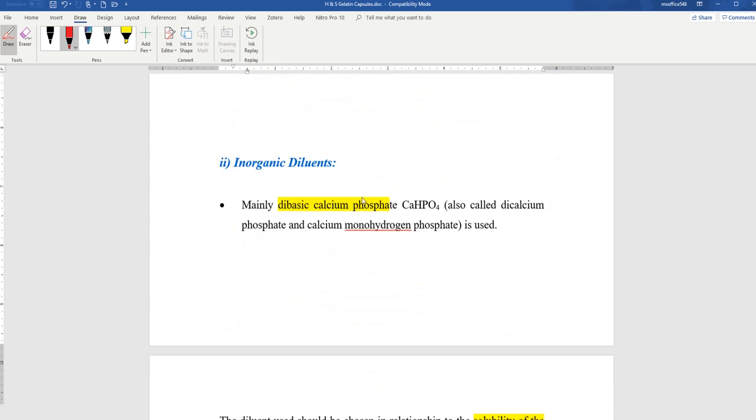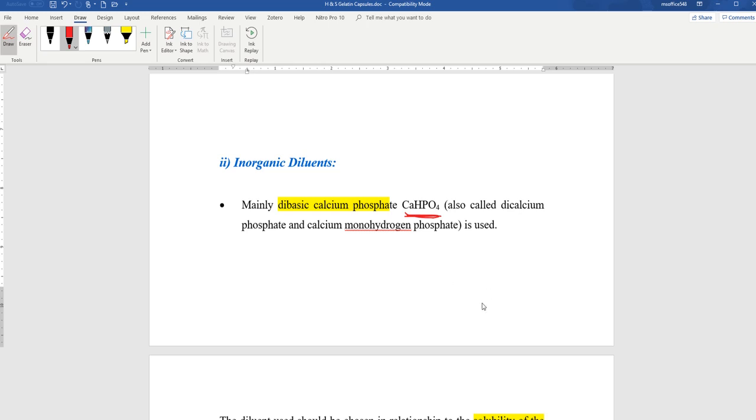The inorganic diluents. If you remember when I was talking about gelatin production from bones, I said that bones need to be decalcified, meaning remove calcium, and we said that the byproduct is calcium phosphate. Now this is what I'm talking about: dibasic calcium phosphate, also called dicalcium phosphate, and also called calcium monohydrogen phosphate. This one is the main inorganic diluent that is available. One of the trade names for this product is M-compress.